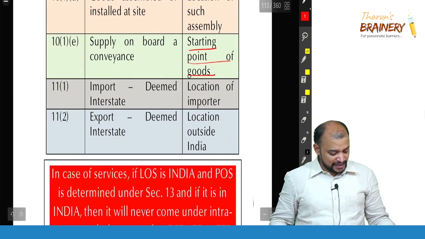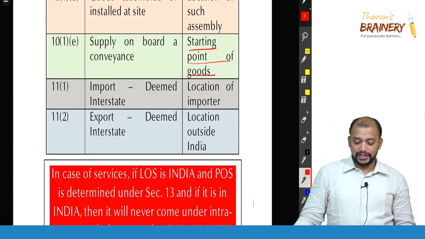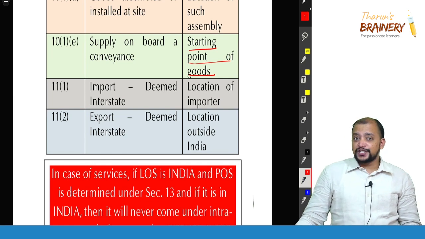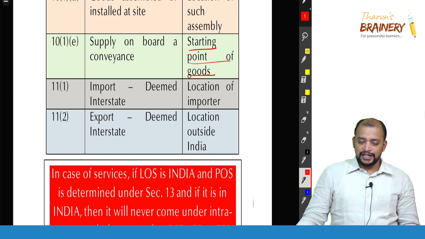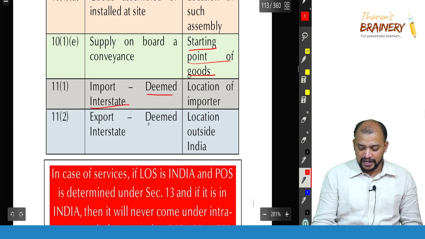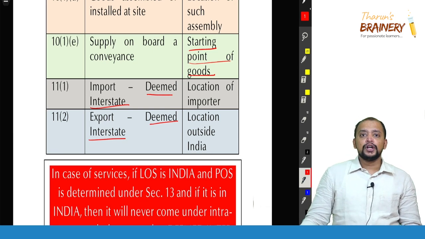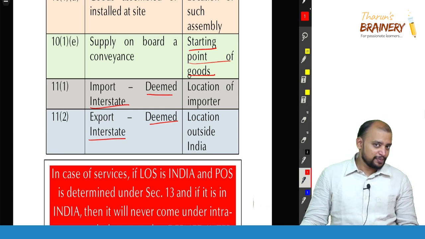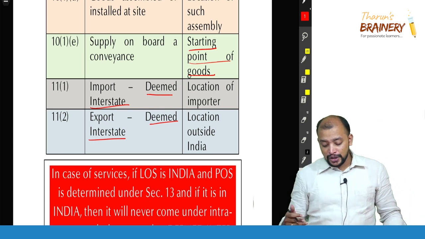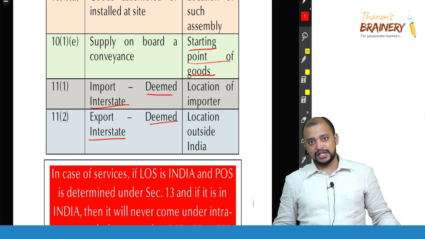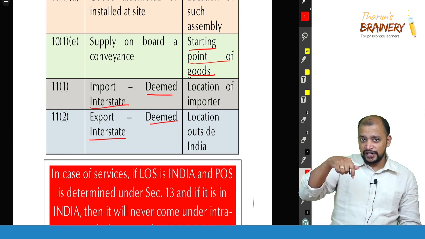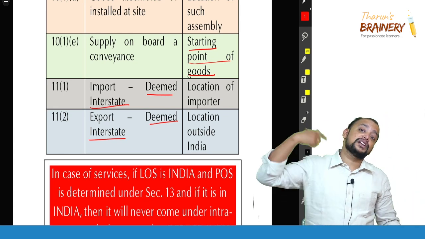Then section 11, import and export. Import and export are always deemed to be interstate. Already we discussed that. In case of import, the location of the importer will be taken as the place of supply. In case of export, the location outside India will be taken as the place of supply. So import, location of importer. Export, location outside India.